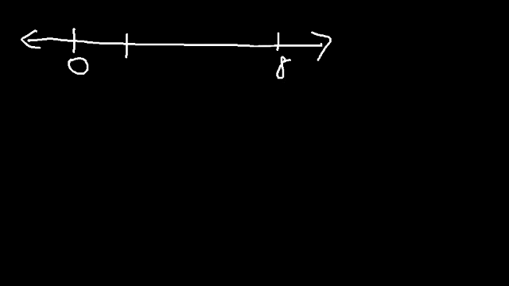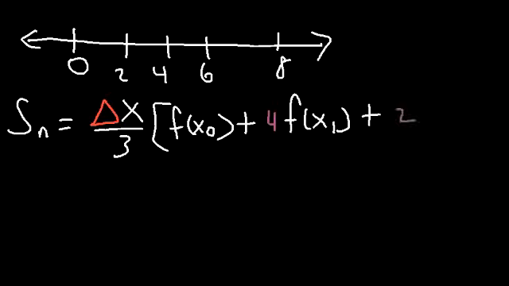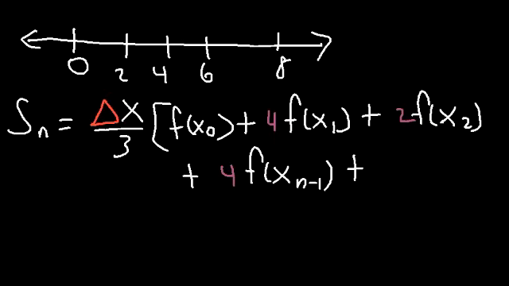Now there's one more rule that we're going to go over, and it's the Simpson's rule. So according to the Simpson's rule, it's going to be delta x divided by 3 times f of x 0 plus 4 times f of x 1 plus 2 times f of x 2 plus 4 times f of x n minus 1 plus f of x n.